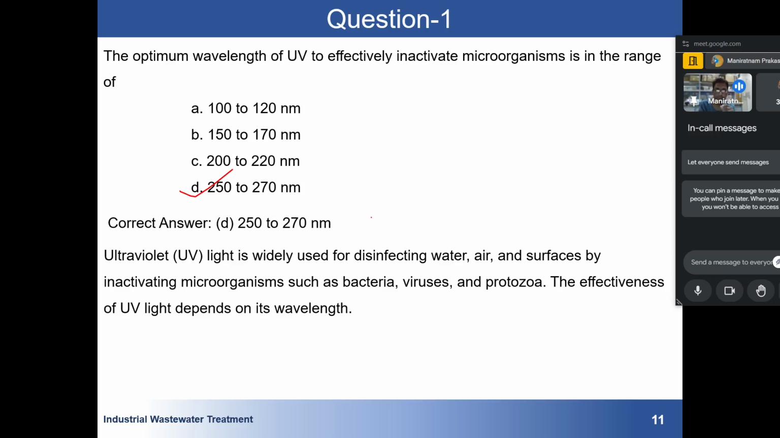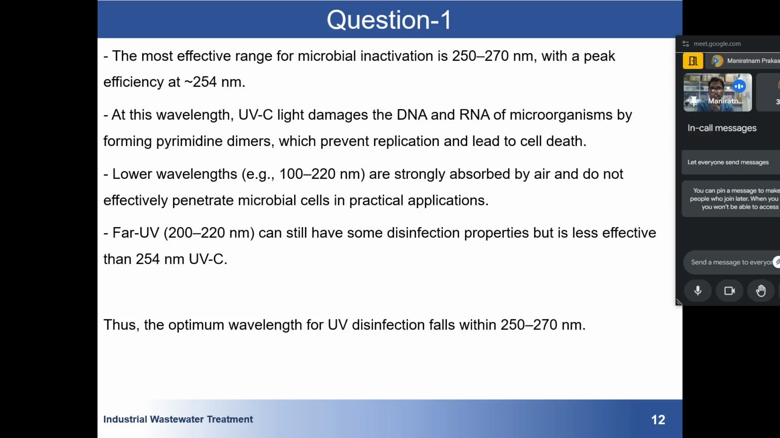What will happen is that we will be scanning between 100 to 500 nanometers, and we will see that there is a peak in this interval. So we will call this the optimum wavelength. Ultraviolet is widely used for disinfecting water, air, and surfaces by inactivating microorganisms such as bacteria, viruses, and protozoa. The effectiveness depends upon its wavelength. The most effective range is between 250 to 270, with the peak at 254 nanometers.